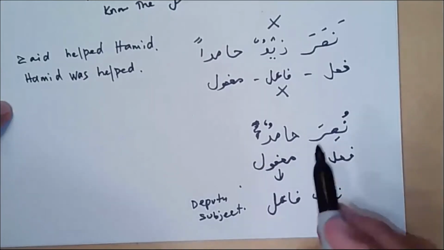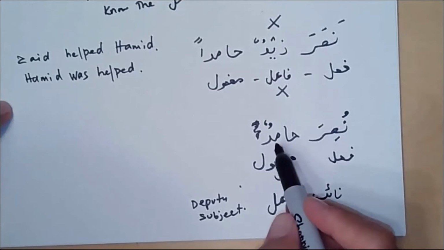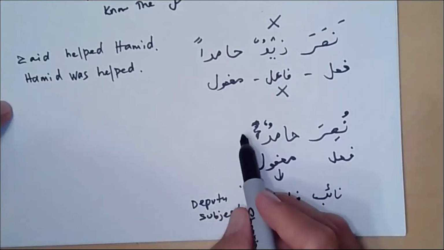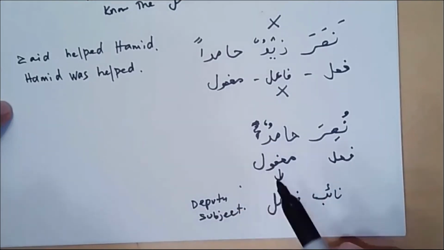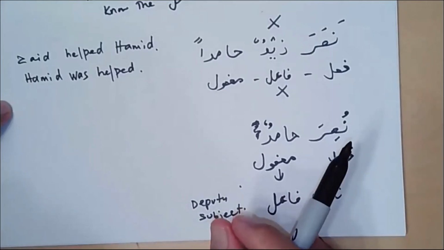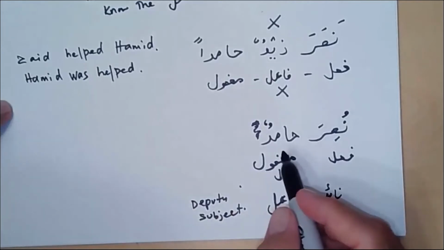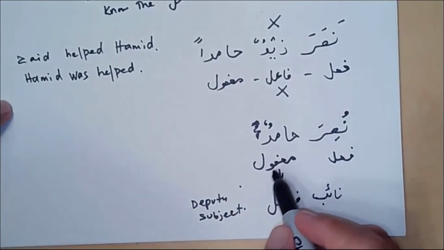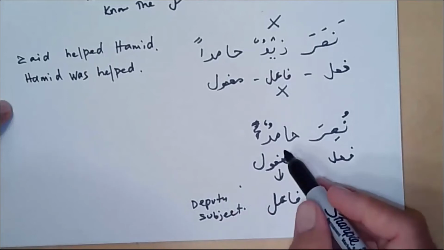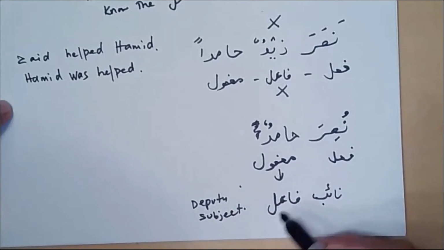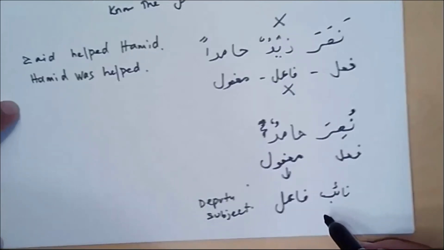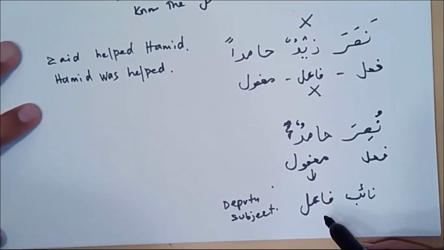When you do that, then you cannot leave the maf'ul alone in nasab. You have to change it into rafa, because the jumla fi'liya needs a file. But in this case, the maf'ul was doing the job of the file, so they cannot call it file originally. They would have to call it something else, naib file.